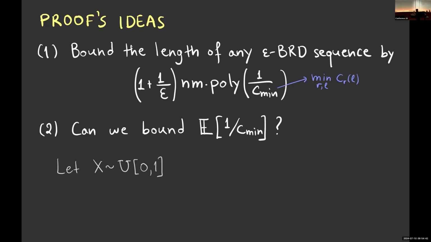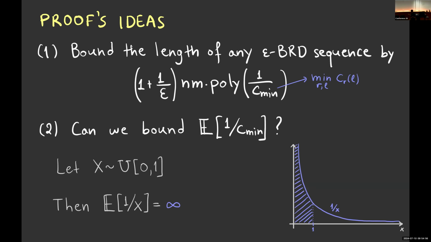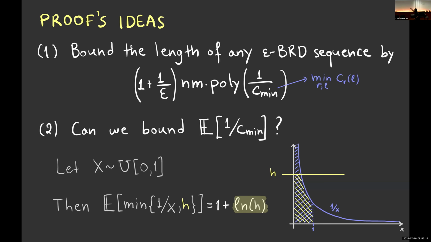Even if you take not smooth analysis, a simple uniform distribution in 0, 1, and you take the expectation of the inverse, 1 over x of a uniform variable, it's just the integral of 1 over x, and we know from high school, right? This is infinity. Not only exponentially large, it's infinite. So what we do, there's a very simple trick, again high school mathematics. Instead, put a threshold of h, take the minimum of this, and now compute the integral: you are going to see that the integral is 1 plus the logarithm of h.